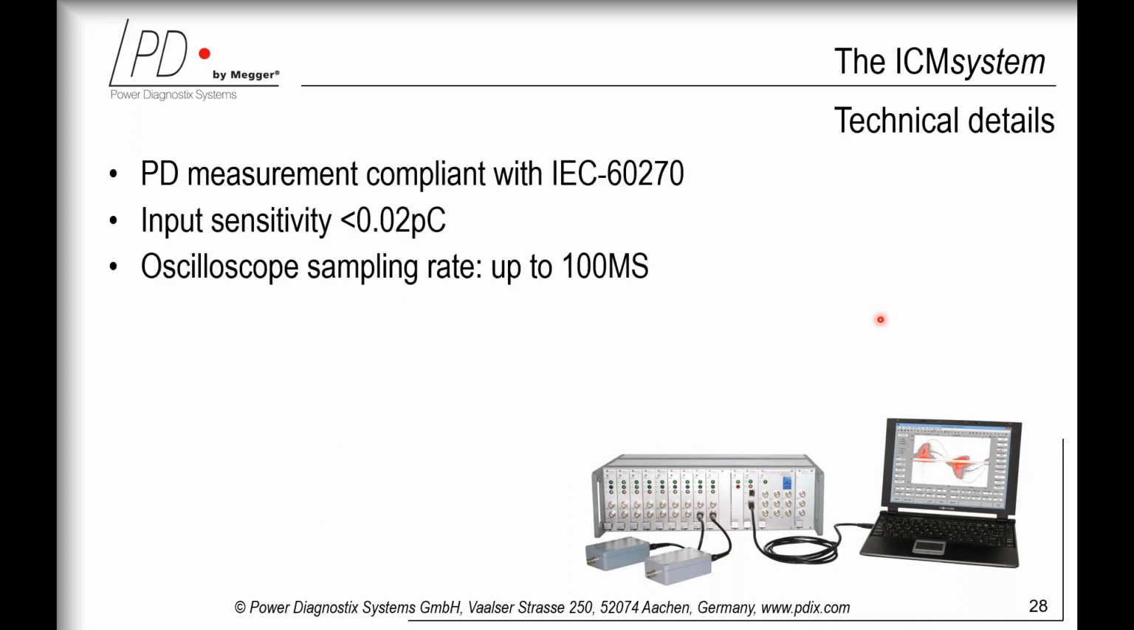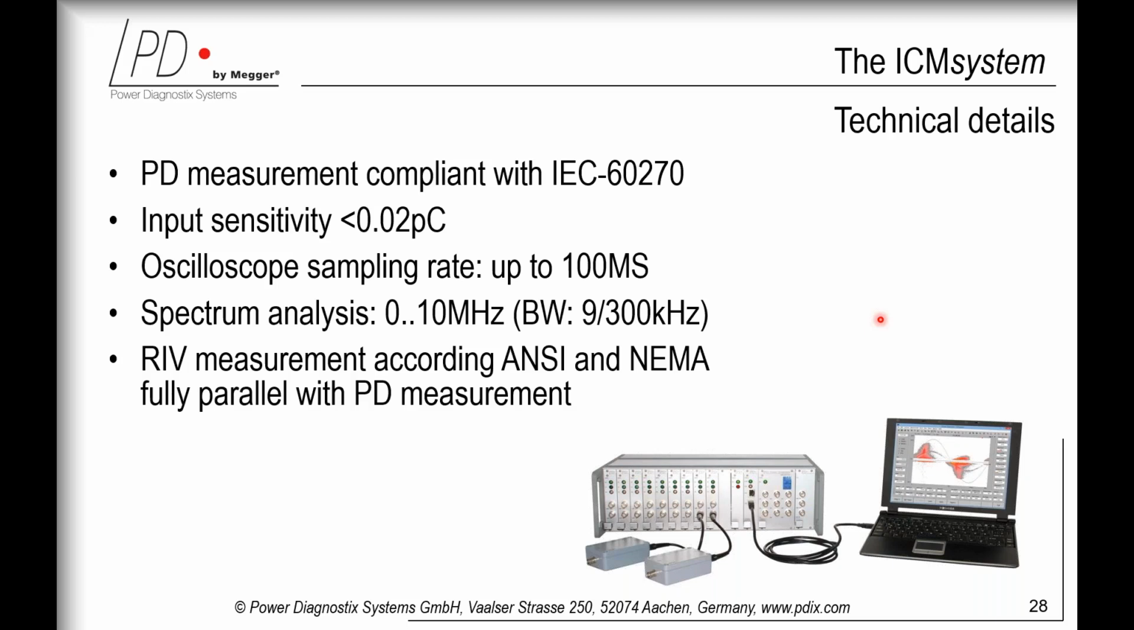Of course, the PD measurement circuits of the ICMsystem fully comply with IEC 60270, and the built-in oscilloscope has a maximum sampling rate of up to 100 megasamples. The optional spectrum analysis can measure from 0 to 10 megahertz with a bandwidth of either 9 or 300 kilohertz. Both bandwidths offer the option to perform IEC-compliant measurements when choosing a proper center frequency. Furthermore, the spectrum option includes RIV measurements according to CISPR and NEMA fully parallel with PD measurements.